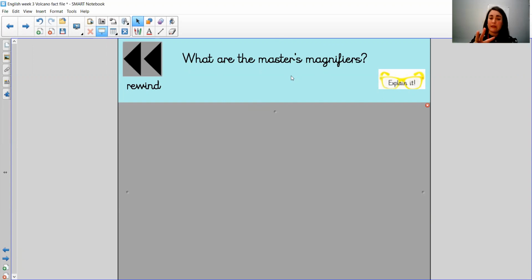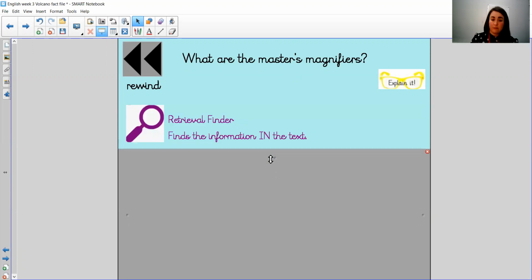Now I've only chosen three that we've been using quite a lot this year. Okay, and I have chosen the purple magnifying glass. This is called the retrieval finder. This is the one that we're going to be focusing on today. The retrieval finder helps us to find information in the text. So when it asks us a question, we can use the retrieval finder to actually find the information. The words are written there in the text. I have written the word in capital letters because it is there. Okay, the exact words that you need to answer the question are in the text.